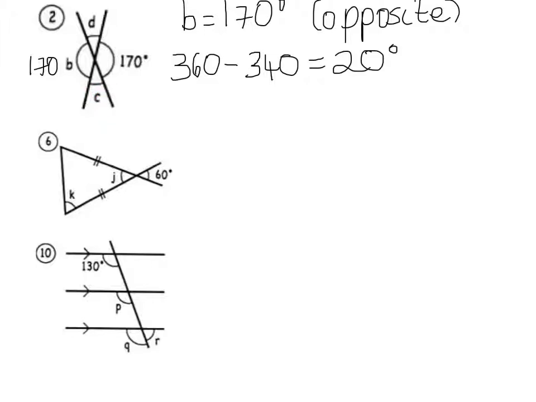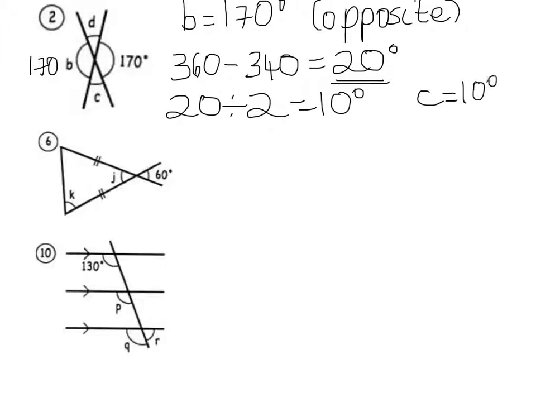However, since these two angles, D and C, are the same, that means I can just split this 20 degrees in half. So 20 divided by 2 gives you 10 degrees. So that means that C is equal to 10 degrees and D is also equal to 10 degrees. So a couple of rules we've used there.